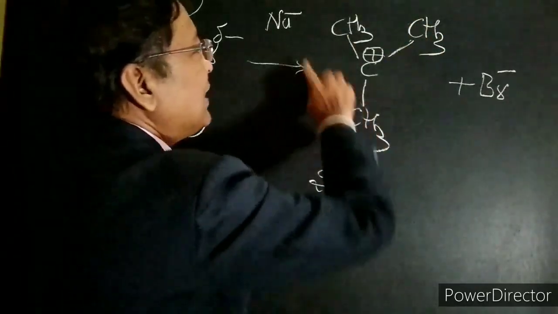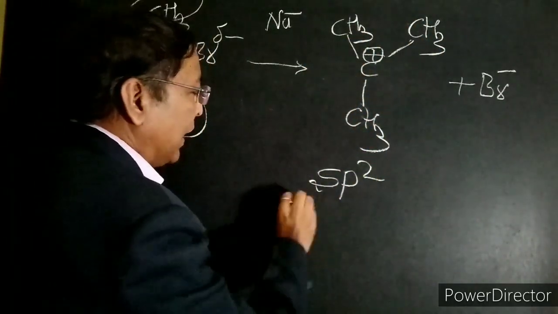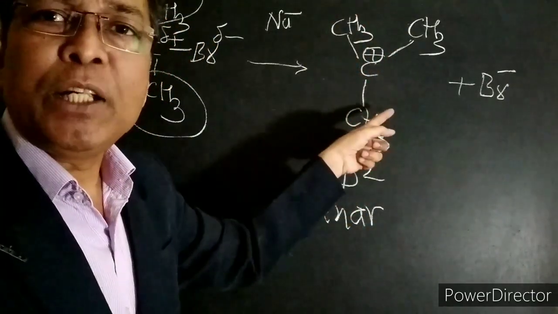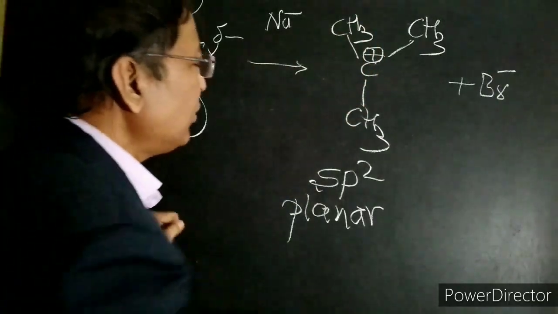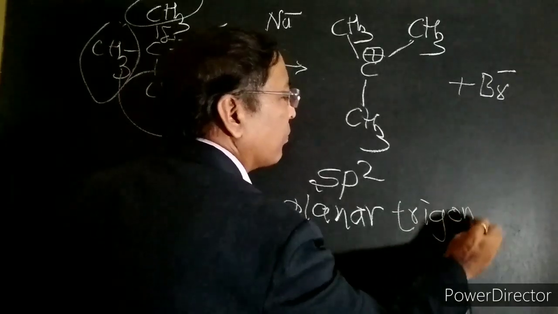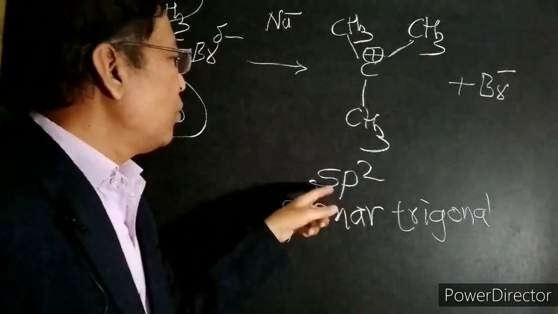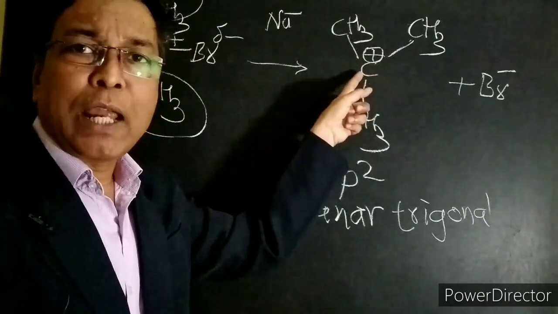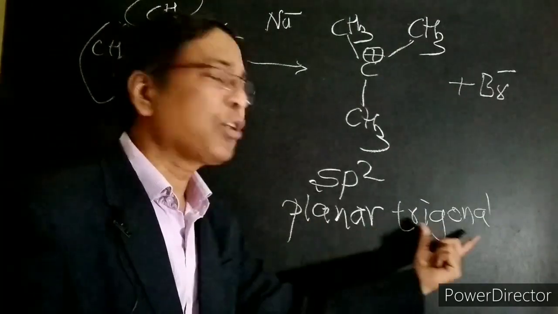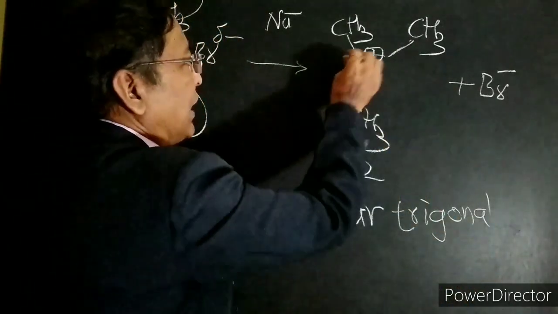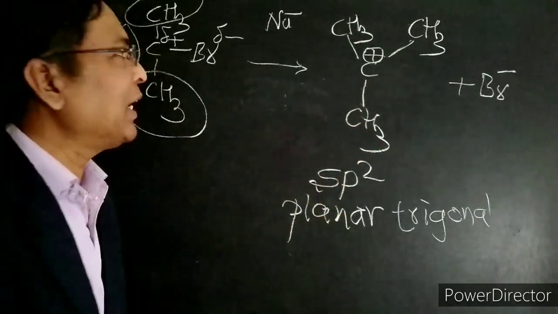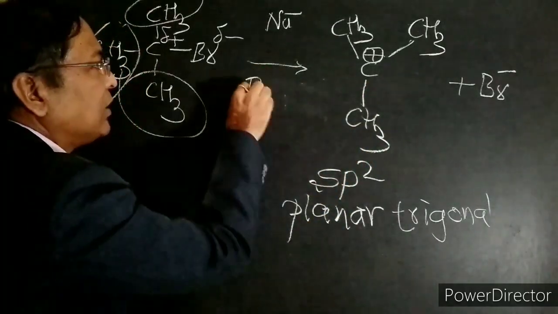As you see, it is planar. And what is the geometry of sp2 hybridized carbocation? That is trigonal. These are the important things we have to remember related to carbocation. Carbocation has an sp2 hybridized carbon atom, its geometry is planar trigonal, and the bond angle is 120. The formation of carbocation takes place very slowly. This decides the rate of the reaction, therefore it is called the rate determining step.